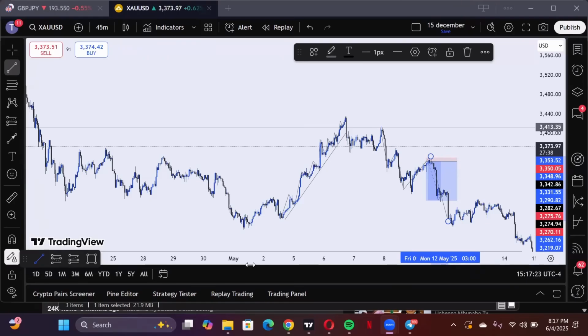Okay, so now, like I said, the three ways that market makes its movement, either market is trending to the upside, or is trending to the downside, or is ranging. These are the only three ways that market makes its movement. So that is basically the introduction to market structure.